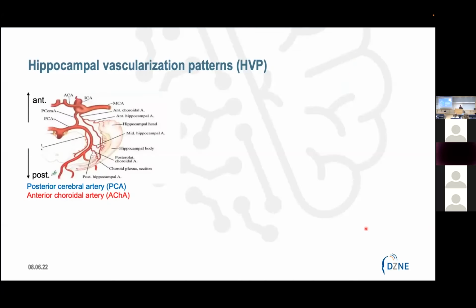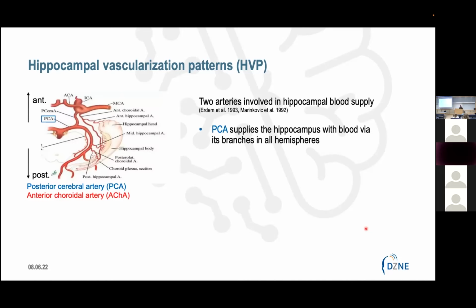Alrighty, so let's get into hippocampal vascularization patterns first. There have been two seminal post-mortem studies in the past, almost 30 years ago, that have shown that there are mainly two arteries that are involved in hippocampal blood supply. The first one is the PCA, shown in blue. This has been found to supply the hippocampus with blood in all of the examined hemispheres.